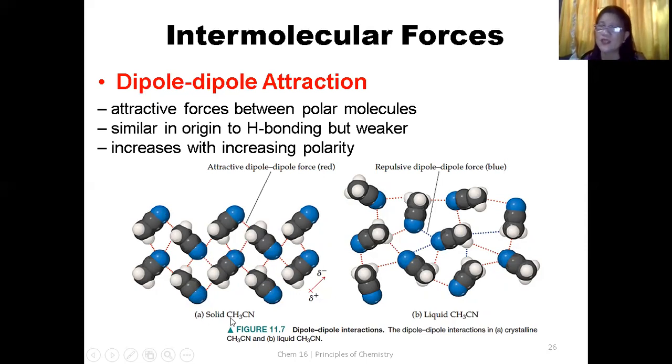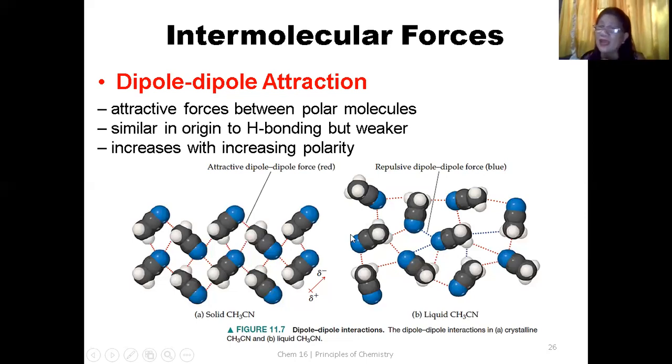So for instance, this one, that CH3CN, this is methyl cyanide, this one, in a form of solid. Then this one, this is methyl cyanate in a form of liquid. Okay, so naay gamay nga IMF in a form of a dipole. So attractive dipole force in red, kani, kana, na. Then here, repulsive.